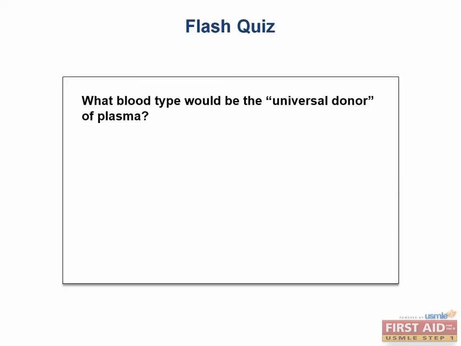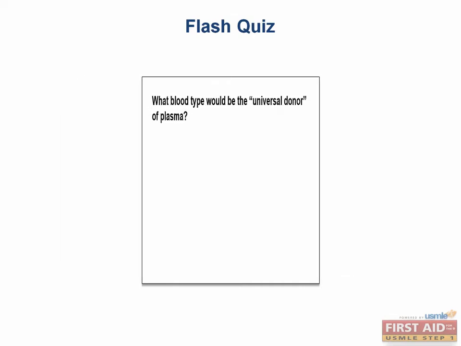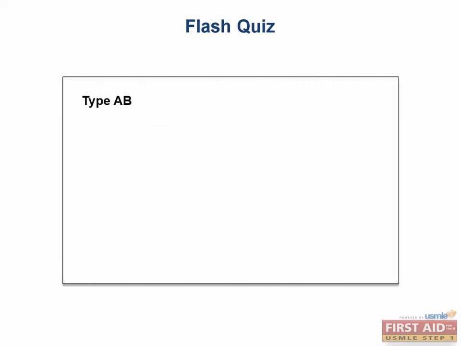Let's try a quick flash quiz. What ABO blood type would be the universal donor for plasma? That would be type AB. When donating plasma, you have to think about the antibodies that would be in the plasma. Type AB would not have any antibodies, so they would be the universal donor of blood plasma.